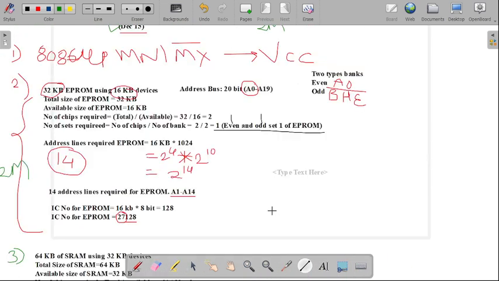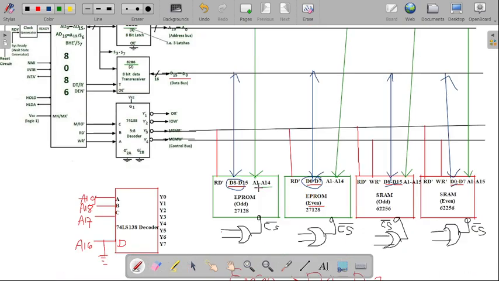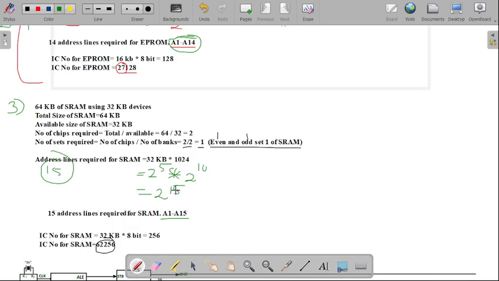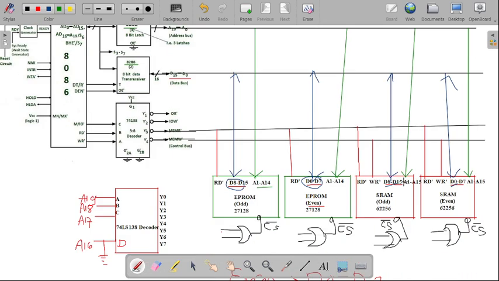So here you can check for the EPROM, we got this address line, that is A1 to A14. We have not considered A0 here because this is connected to our even memory bank. We are taking this number, that is A1 to A14. So I have written here A1 to A14 for our EPROM. And for the SRAM, we got this address line that is from A1 to A15. So I have written here A1 to A15.